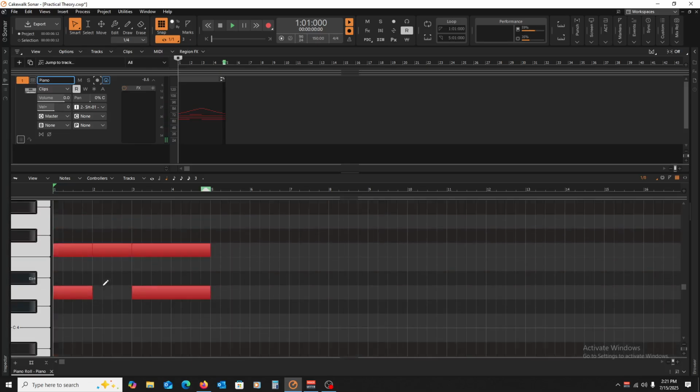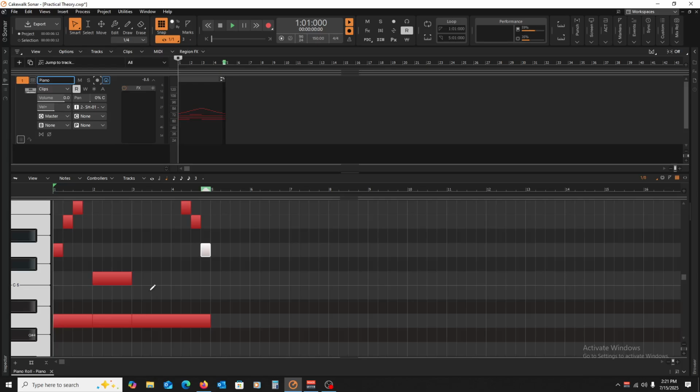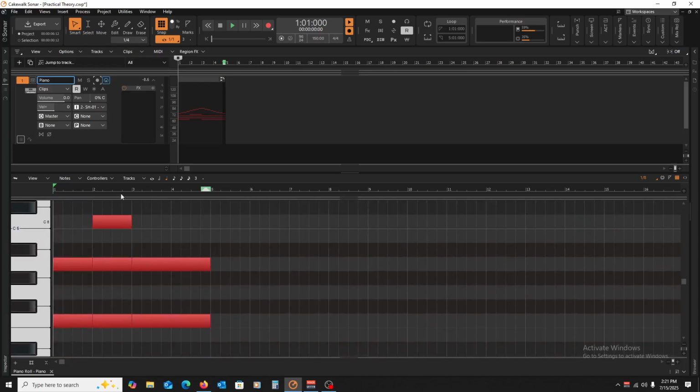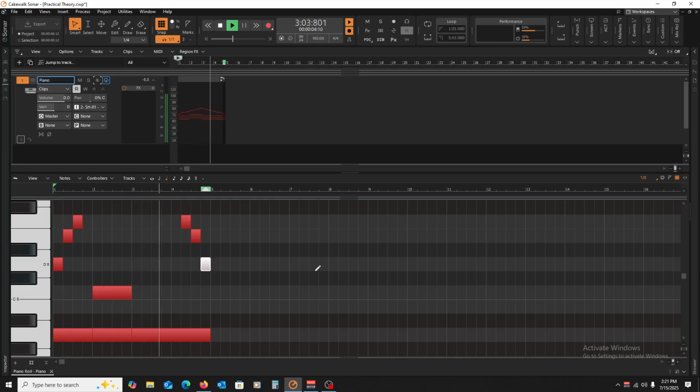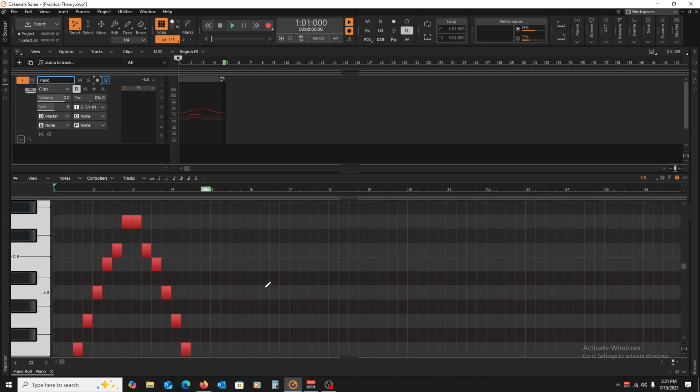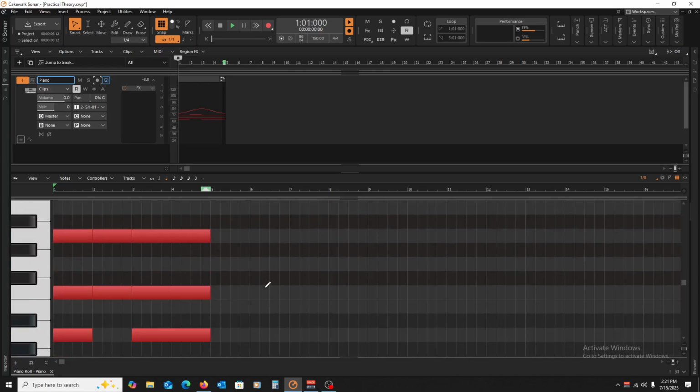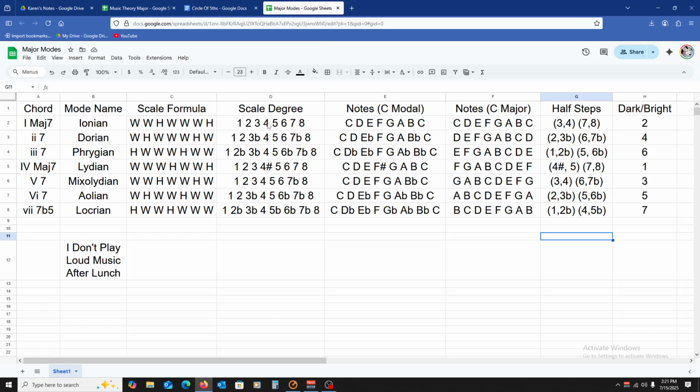All right, and then this would be a D Dorian and a 1, 3, 1 chord progression. All right, but it has a sadder feel than our Ionian, right? It's got a little bit more sadness happening. All right, and that's because Dorian is a minor mode.